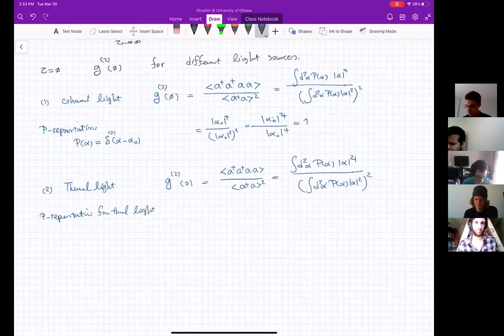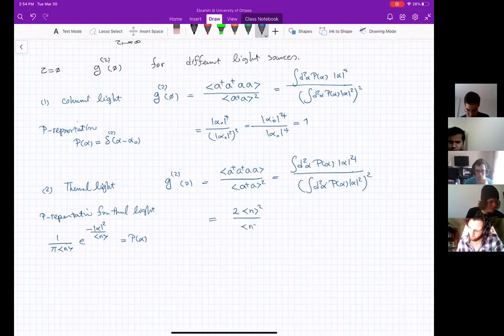Do you remember? We did the mathematics last time. It's Gaussian, yes. It's 1 divided by pi n, if I remember. Someone can check. E to the power of minus alpha squared divided by n. Yep. Is that right? Okay, so it's P alpha. So replace it here. I remember that we did the calculation last time when we looked at the intensity fluctuation. The upper one will be 2n squared, and the lower one will be n squared.